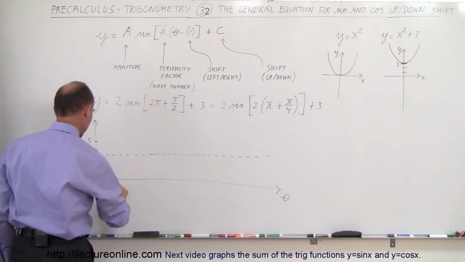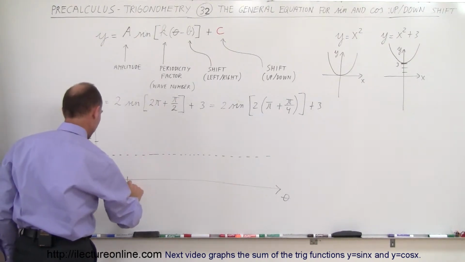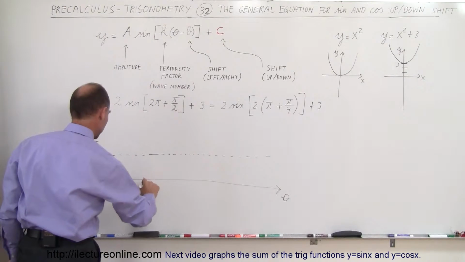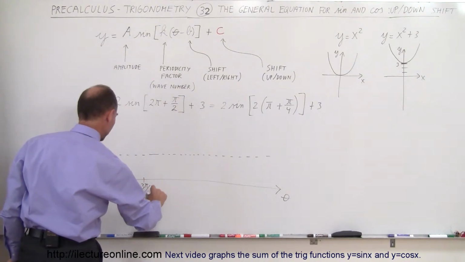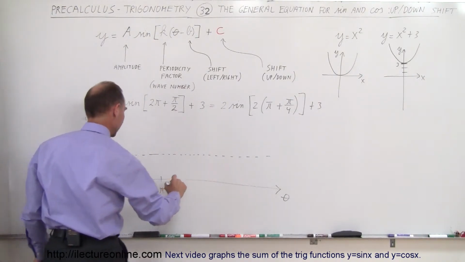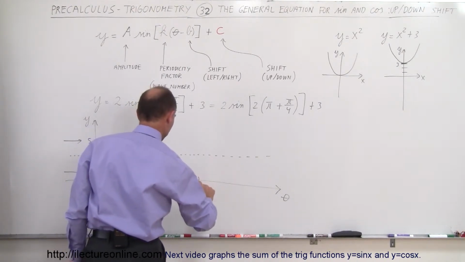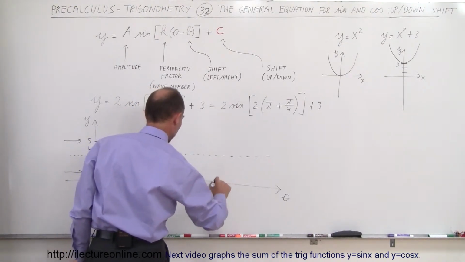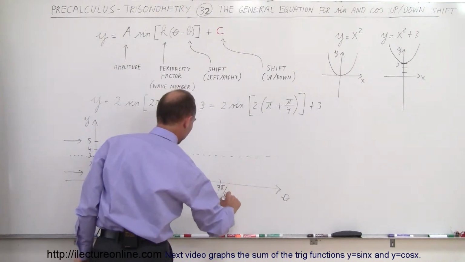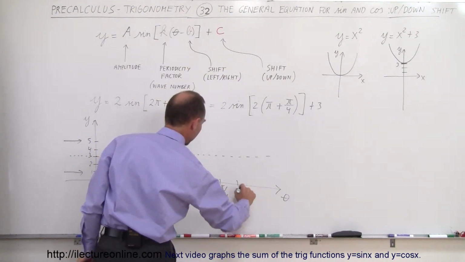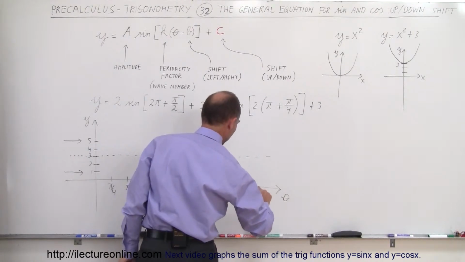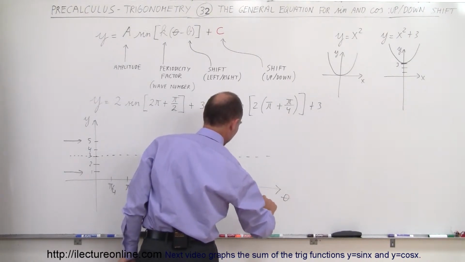So if this is pi over 4, that would be pi over 2, that would be 3 pi over 4, and this would be pi, and that would be 5 pi over 4, that would be 3 pi over 2, that would be 7 pi over 4, that would be 2 pi, and let's make it, how about 9 pi over 4.